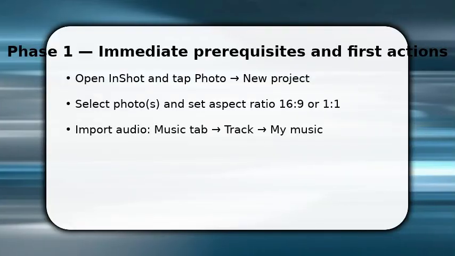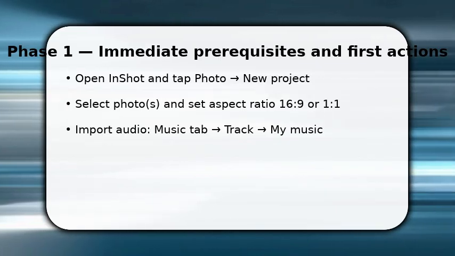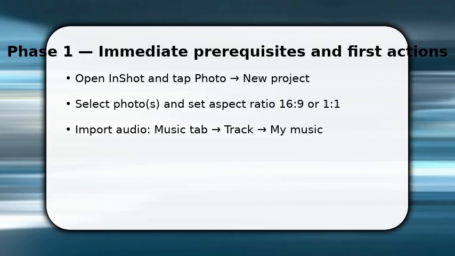You start by creating the project, open Inshot, tap Photo, and choose New Project. Once done, pick your image and immediately set the aspect ratio, 16:9 for video, 1:1 for social. Then import the audio, go to Music, choose Track, and select My Music. You do this now to lock timing and layout.